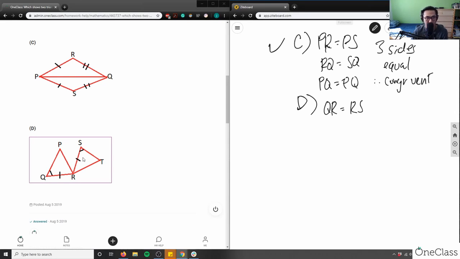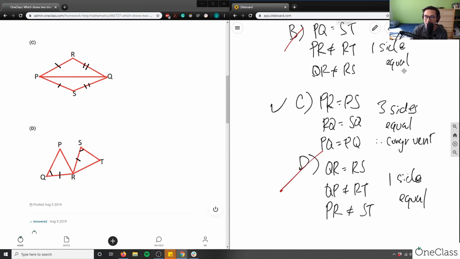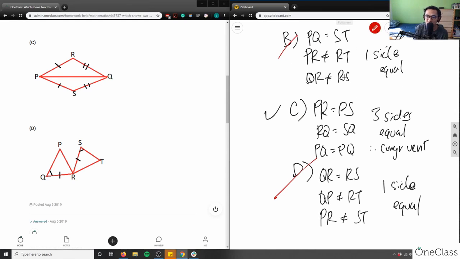The angles actually don't really matter in this case because I'm looking at the side congruence theorem. So QP is not equal to RT, and PR is not equal to ST. There's no relation that says these two are the same in length. So in this case, only one side is equal. Therefore it's not congruent, which means my answer here is C, because I have three sides that are equal to each other, which means my triangles are congruent.